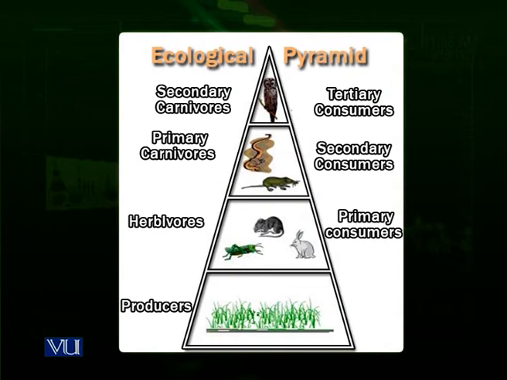So an eagle is actually eating a snake which has already eaten a mouse, and the mouse had eaten a grasshopper, and the grasshopper had eaten grass. So the eagle is a tertiary consumer. We can also call it a secondary carnivore, that is, the carnivore which is eating another carnivore. In ecosystems, many chains and pyramids like this do exist.